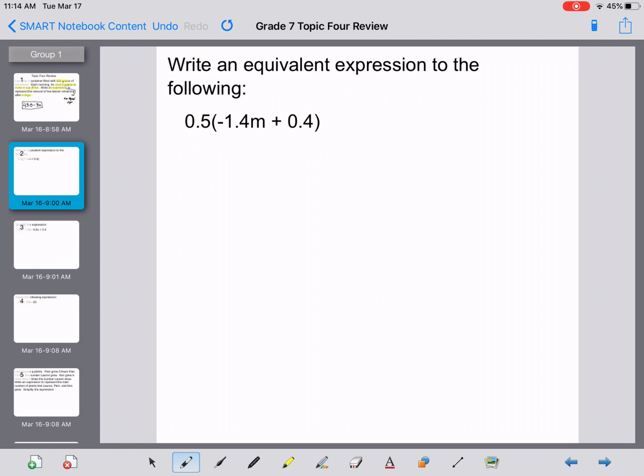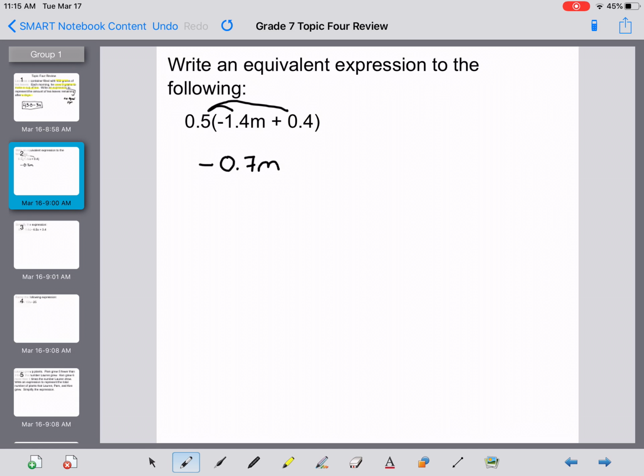When I have to write an equivalent expression, that means I'm writing the same expression but in a different form. In this case, I can get rid of the parentheses using my distributive property. So I can distribute the 0.5 to everything inside of the parentheses. When I distribute, I multiply. So 0.5 times negative 1.4 gives me negative 0.7m.